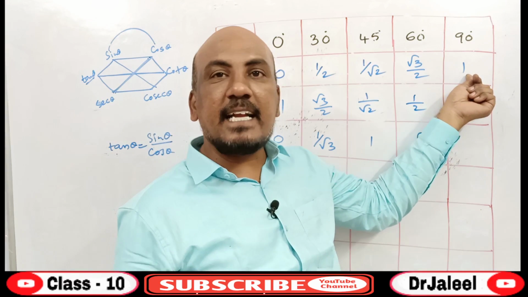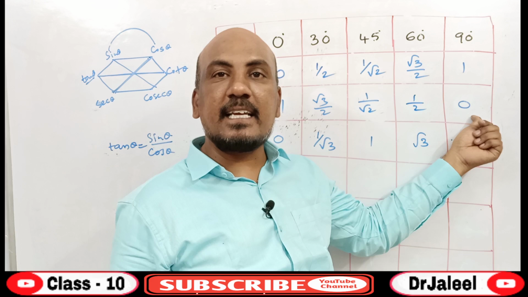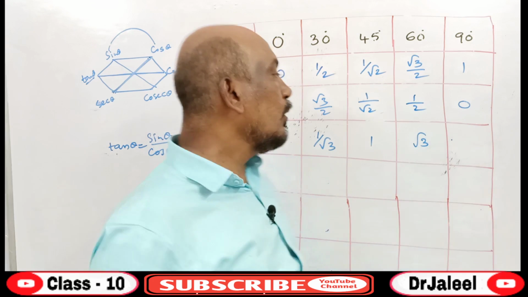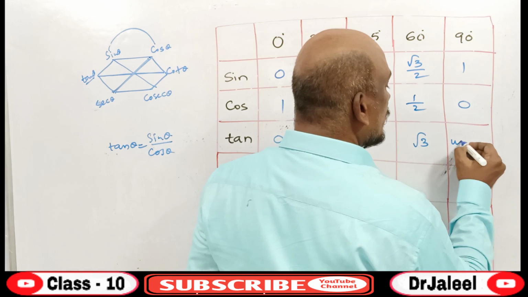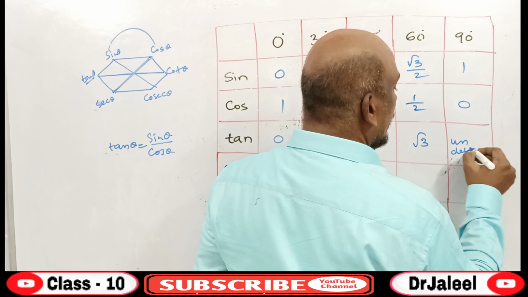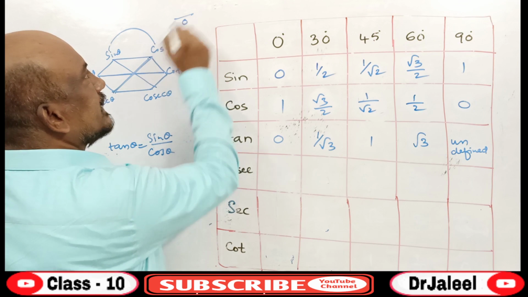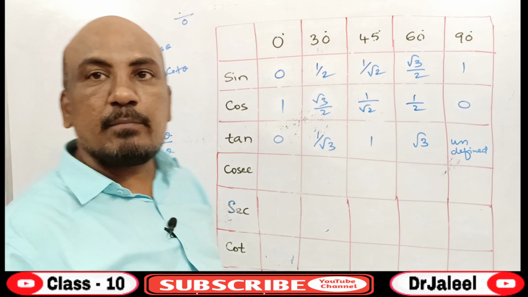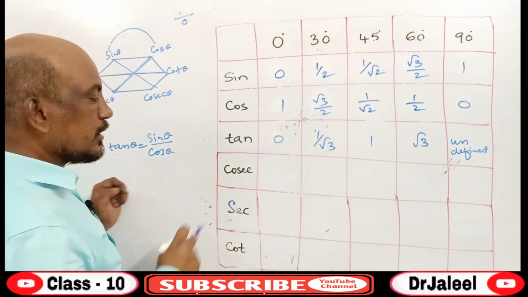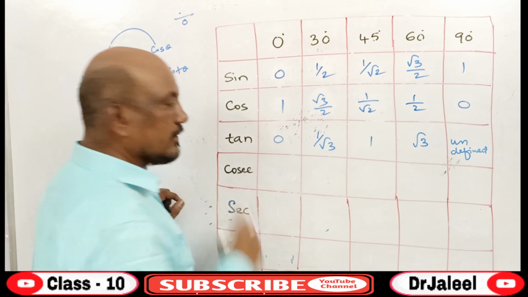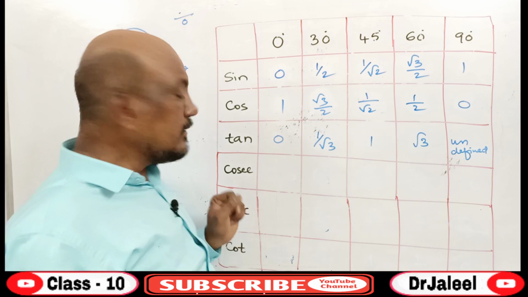Same way, sin 90 is 1. Cos 90 is 0. 1 by 0. What is 1 by 0? 1 by 0 is undefined, because if you have 0 in the denominator, that number will be undefined. So now we will go for cosec.